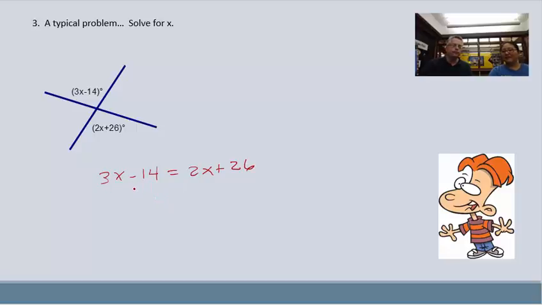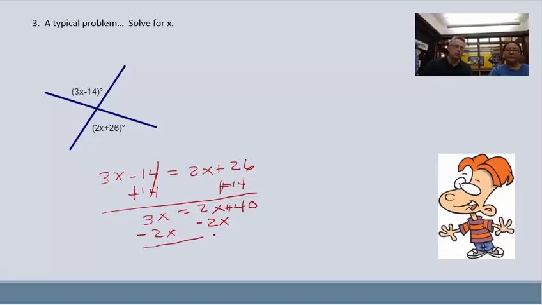So we have to add 14 to both sides. Then this cancels out, we bring down the 3x, bring down the 2x, equals 2x, and then 26 plus 14 would be plus 40. So now we bring the 2x to the other side. This cancels out. This would be 1x equals 40. So x equals 40. That's the value that makes them equal.